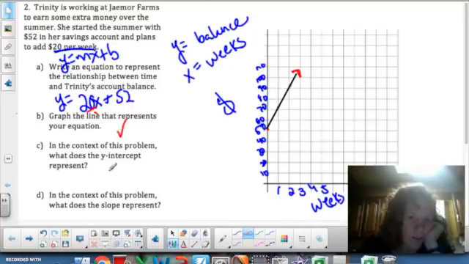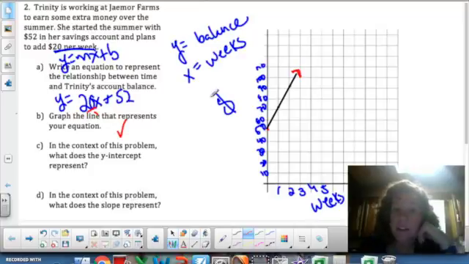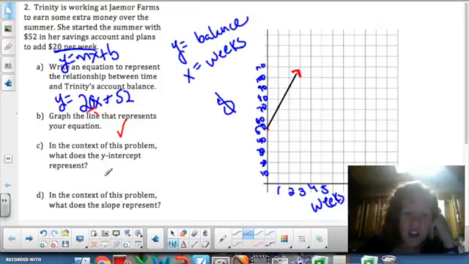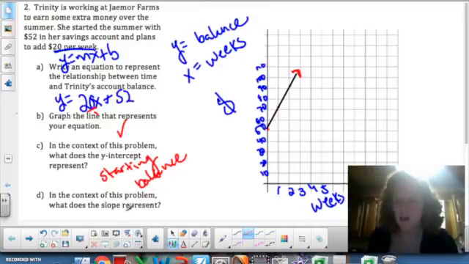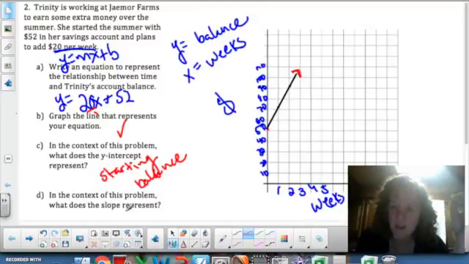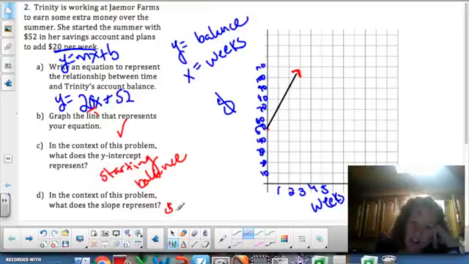So that one, done. Now, in the context of the problem, what does the y-intercept represent? We've kind of already talked about this. The y-intercept was that 52. So in the context of the problem, 52 represents her starting balance, or how much money she had at the beginning of the summer. So starting balance is my y-intercept. The slope was 20. This is not just saying, what's the slope? We know that's 20. You just used it to graph. What this is saying is, in the context of the problem, what does it represent? What it represents is that $20 she saves each week.